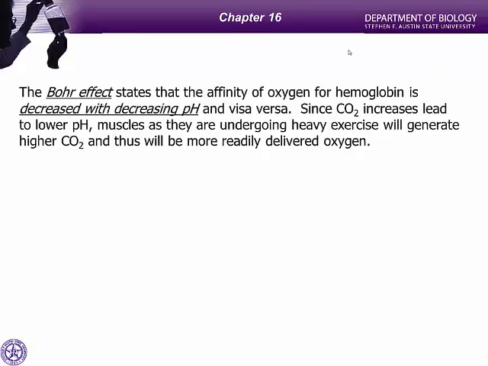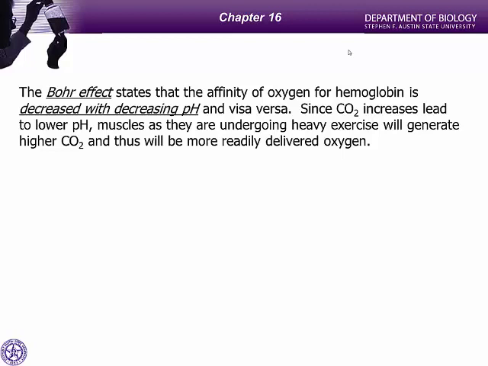So now let's talk about this Bohr effect. This is where we're going to alter the affinity of oxygen and hemoglobin and therefore change this dissociation curve and either make it harder or easier for oxygen to unload from hemoglobin. So what the Bohr effect describes is basically as you decrease the pH of your blood, you are also going to decrease the affinity of oxygen for hemoglobin. So we've got a direct relationship here.